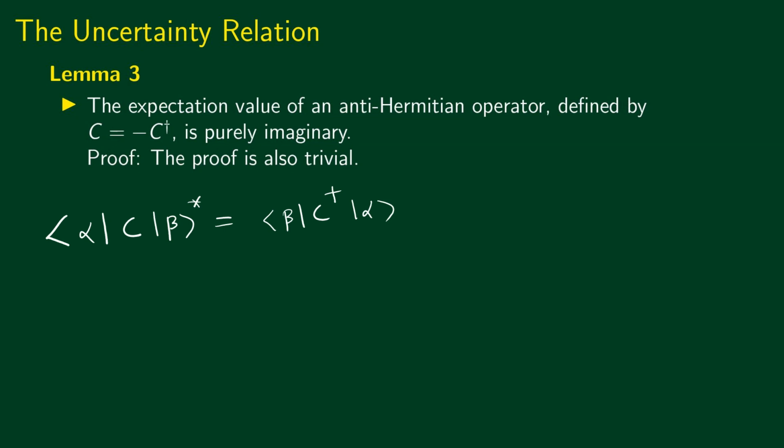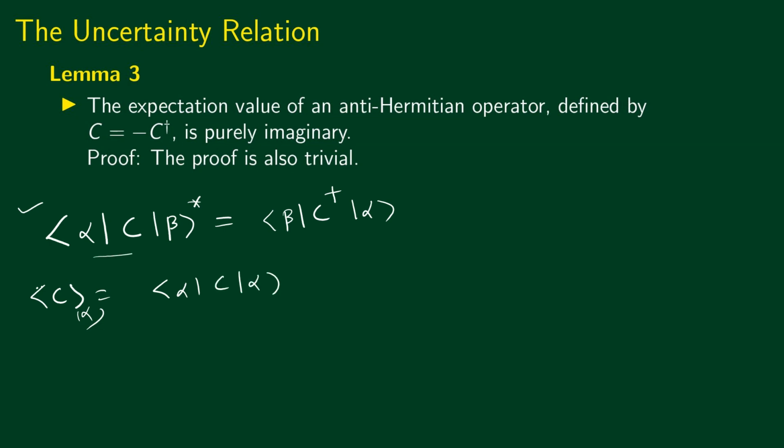Now, if I want to find the expectation value of this operator, I have to use ket alpha here also. If I am using bra alpha here, I have to use ket alpha here. That was the definition for the expectation value. So this can be written as bra alpha C ket alpha. This is the rule: the expectation value of C in the state alpha is bra alpha C ket alpha.